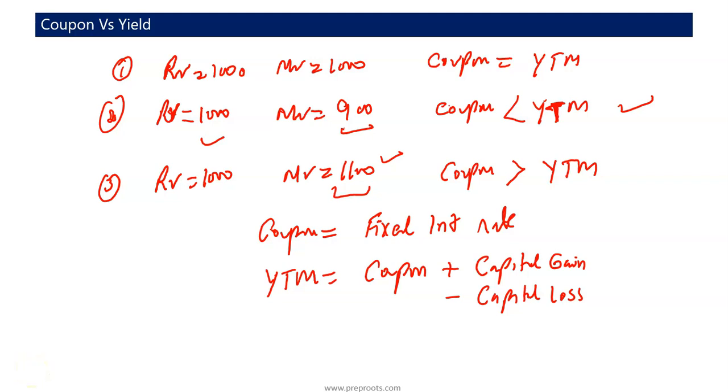When I am making this video, currently interest rates in the markets are declining. So that means yields in the markets are declining. If the yields in the markets are declining, the market value of fixed rate bonds is increasing. If the yields are declining, market values are rising. So that is the comparison between coupon and yield.